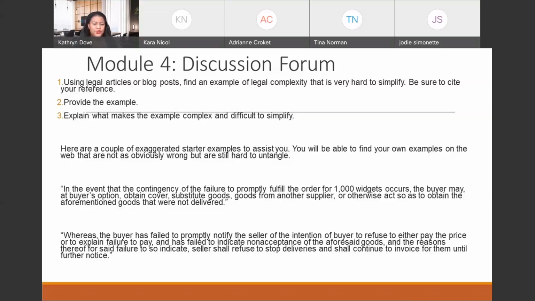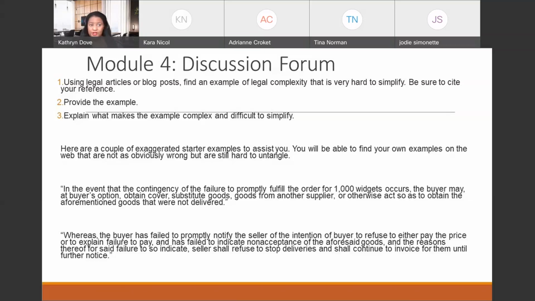This phrase, refuse to stop deliveries, what's wrong with that, Tina? Refuse to stop deliveries. Could you say that more simply? I would probably say that all deliveries would be stopped for future contracts. Refuse to stop. If you refuse to stop, then what do you do? You go. So it's a double negative, and that's why it tripped you up. Adrian, what does it mean to refuse to stop if you don't stop? That they're still going to deliver.